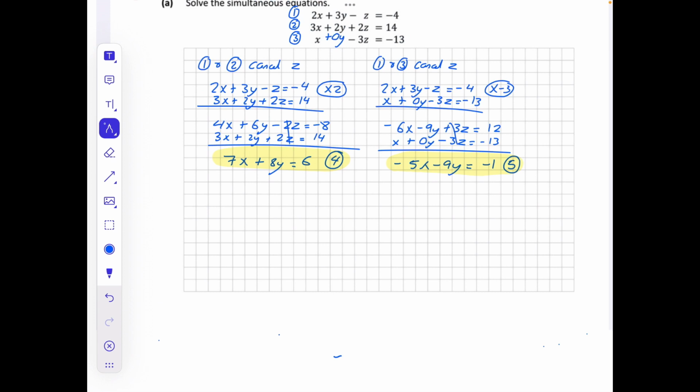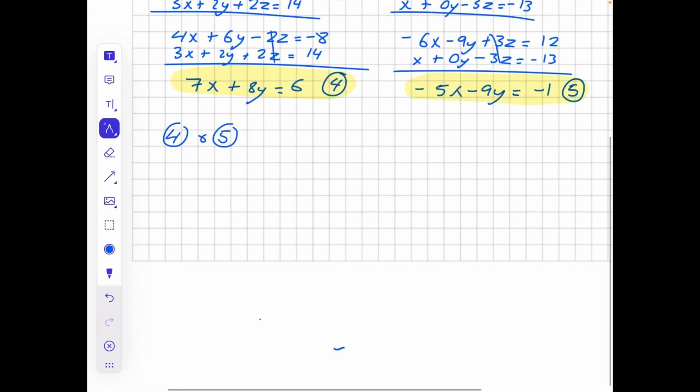Now, next thing, we have our new equations 4 and 5, so we're going to work with those as if they were junior cert ones. And we're going to be able to solve for one thing. So we have 7x plus 8y is equal to 6, and we have minus 5x minus 9y is equal to negative 1. Now here, we need something to cancel.